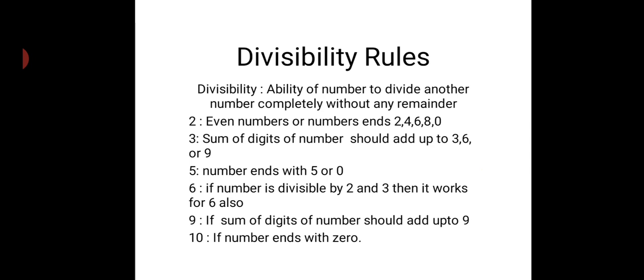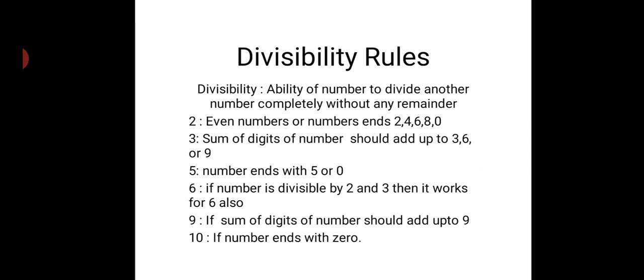Now the first rule, of 2. Any number is divisible by 2 if it is an even number, or it ends with 2, 4, 6, 8 or 0. Now we will see the divisibility rule of 3. If the sum of digits of the given number adds up to 3, 6 or 9, then that number is divisible by 3. That means you have to add all the digits of the given number. If the sum is a multiple of 3, then we can say it is divisible by 3.